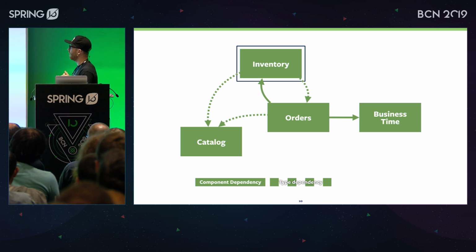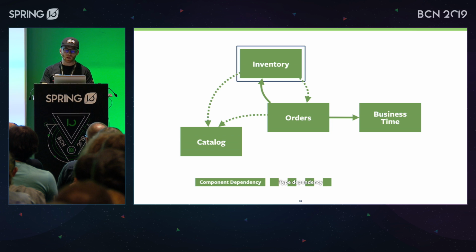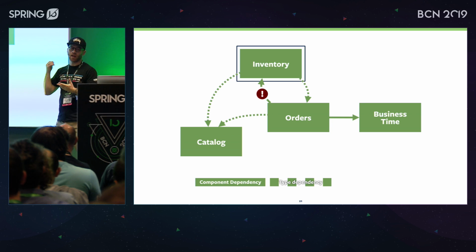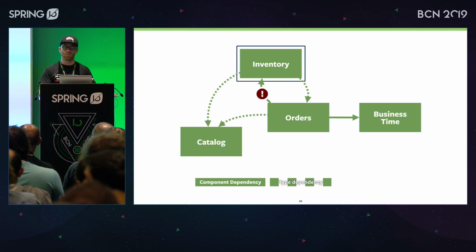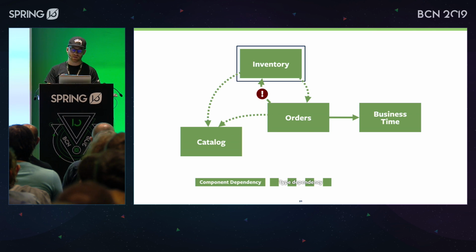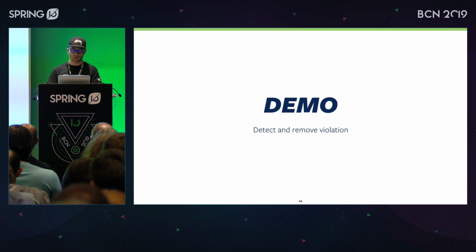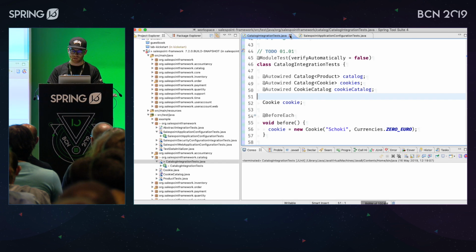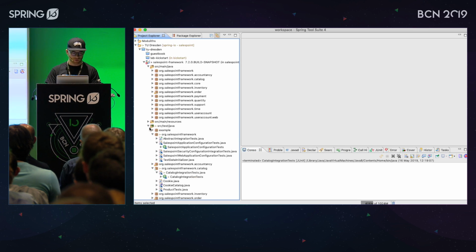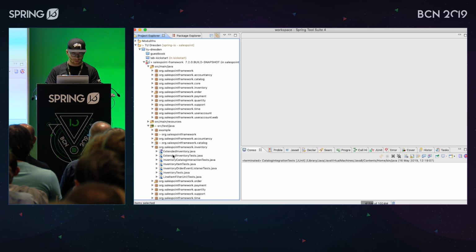Let's go ahead and have a look at the inventory. What you see here, and what some of you might have realized already, is that we have a cyclic relationship between the orders package and the inventory. And that's actually an architectural violation, and we're going to get that reported if we try to bootstrap the inventory test. There we go.